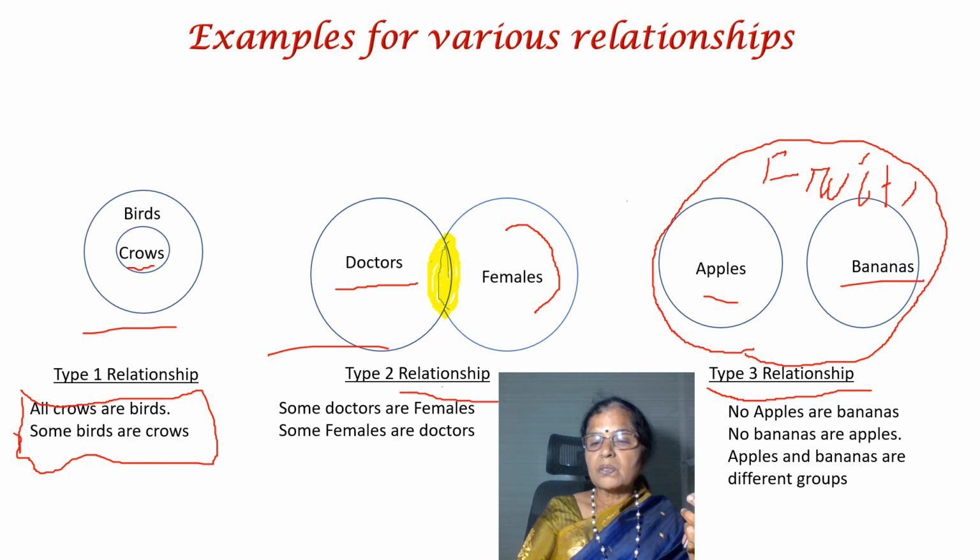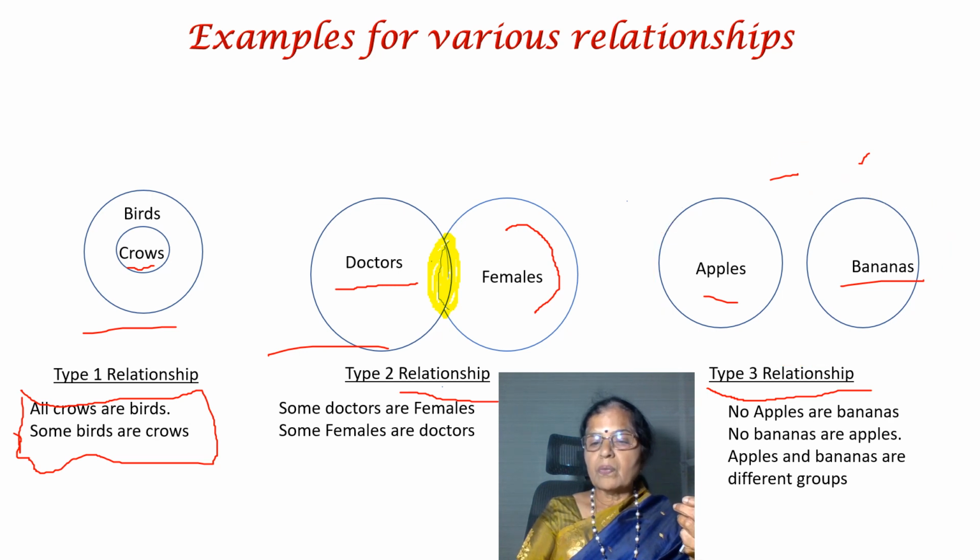F-R-U-I-T-S. So fruits is a bigger group containing two small groups. Apple is one group and banana is one group. So this can be drawn this way also, but here we are not bothered about a bigger group, only we are discussing about apples and bananas. So which type of relationship? So in this one, what does it show? What does it go to say?